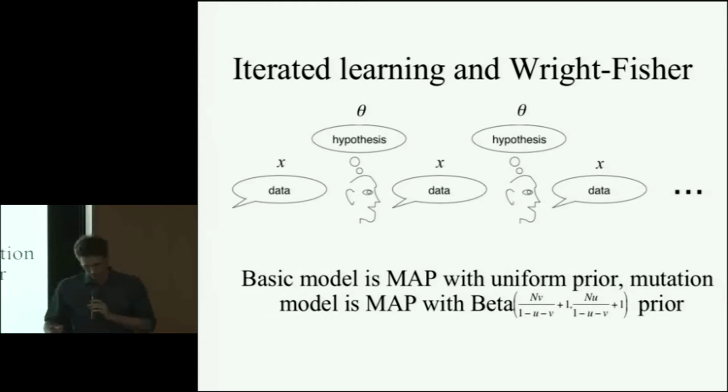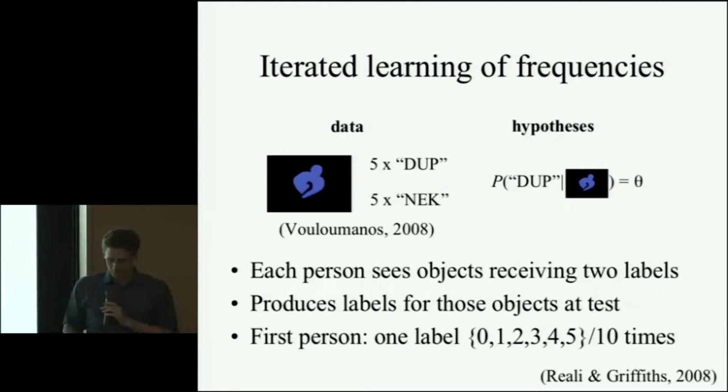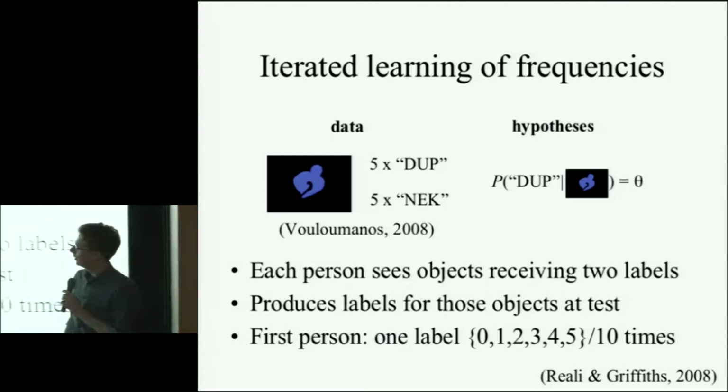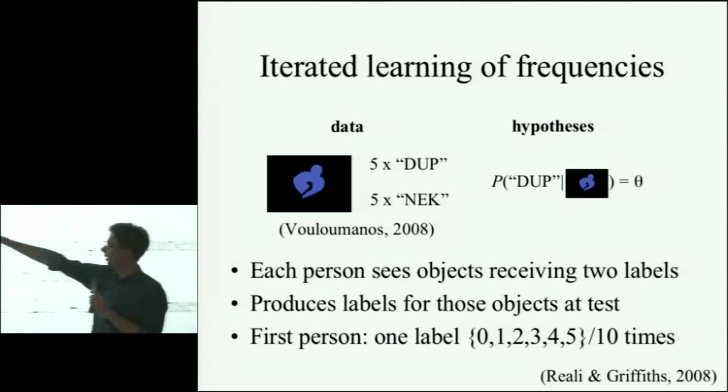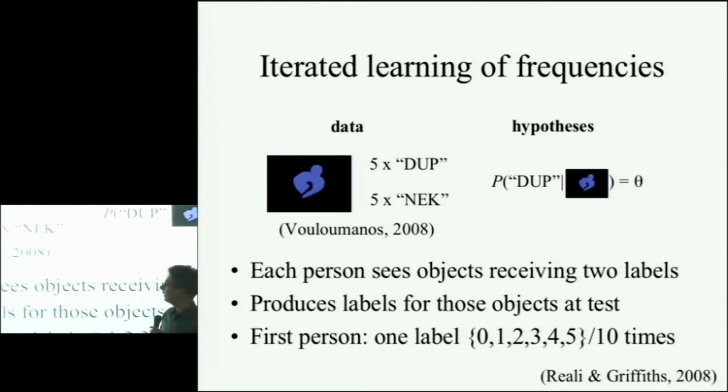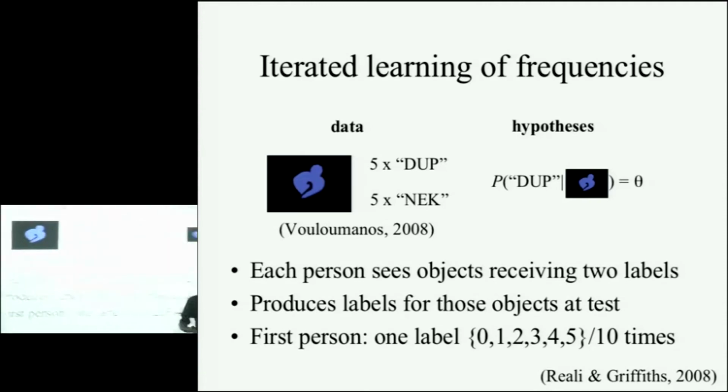So what we did was went to the lab and looked at what happened if you actually simulate these processes of iterated learning of frequencies with real human learners. In order to do this, we used a paradigm which is used by Athena Vouloumanos, which is a word learning paradigm, where basically you see these novel objects and you hear labels being applied to those objects.